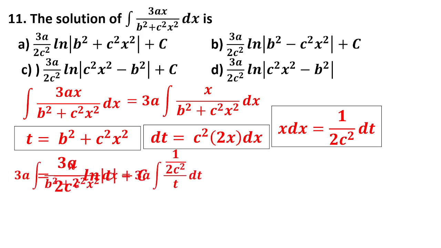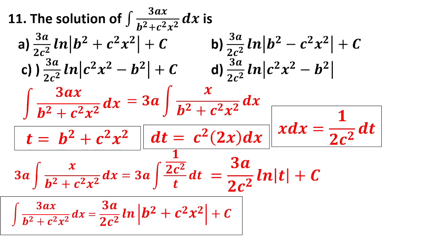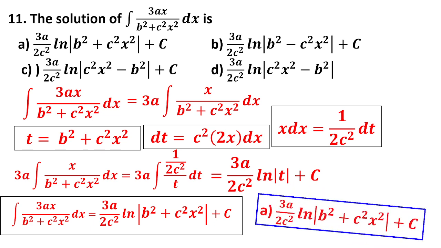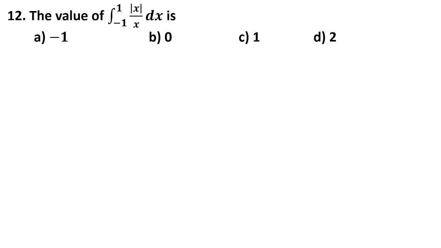Then it will become 3a into 3a upon 2c square into integral dt upon t, which is nothing but log t. Now, t has to be resubstituted. Now, by just comparing the answers, answer A is the correct answer: 3a upon 2c square into log of b square plus c square x square plus c. Move on to question number 12.